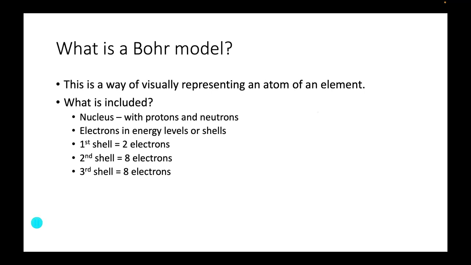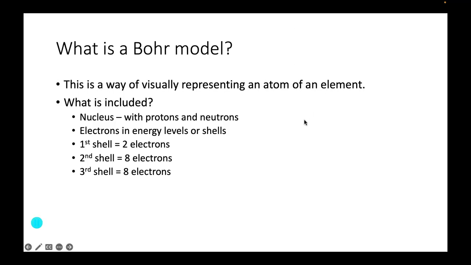All right, so what is a Bohr model? Bohr models are just a way of visually representing an atom of an element. This was created by Bohr. They look very similar to a solar system picture where the sun would represent the nucleus, where the protons and neutrons are, and the planets orbiting the sun would be like the electrons. So that's a visual of what it would kind of look like.